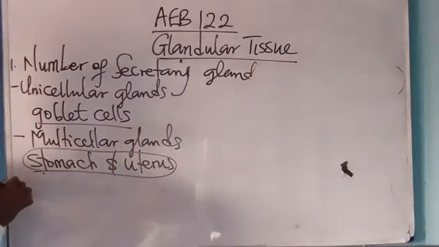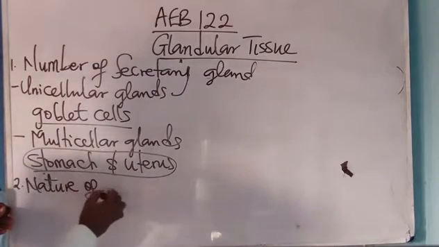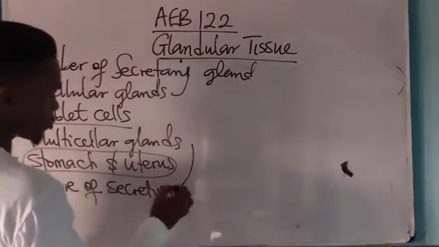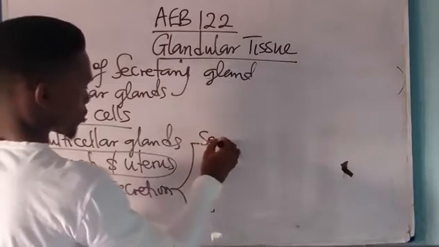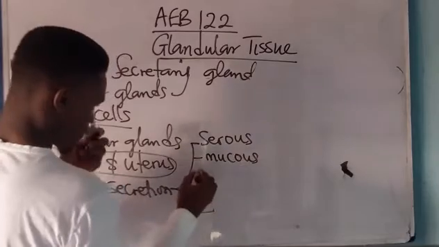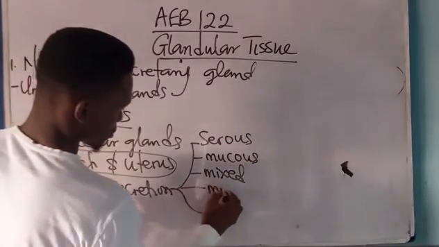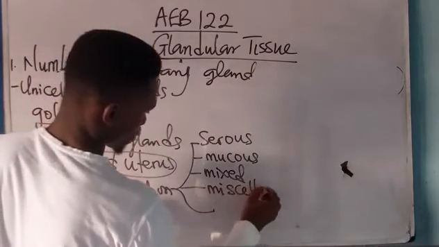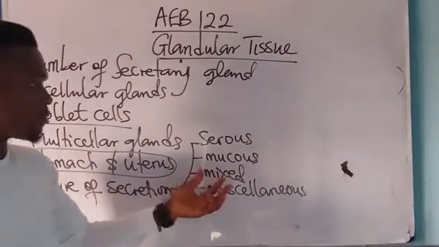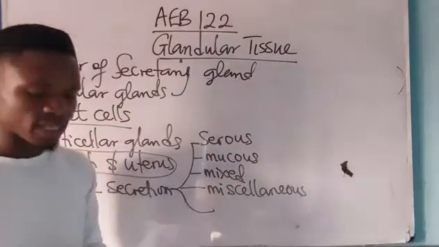The number 2 criterion is based on the nature of secretion. Under nature of secretion, we have serous, we have mucous, we have mixed, and we have miscellaneous. These are the four subdivisions of the nature of secretion.